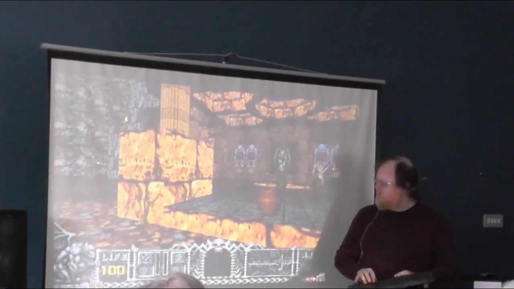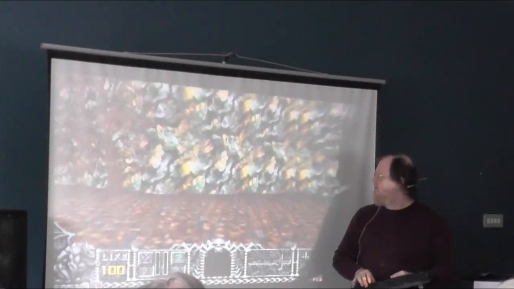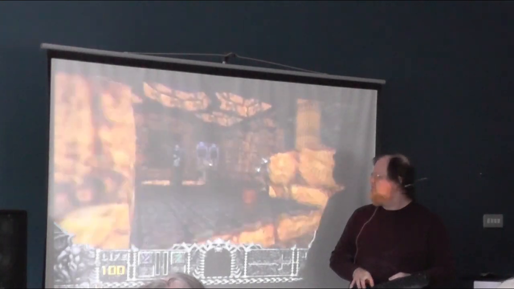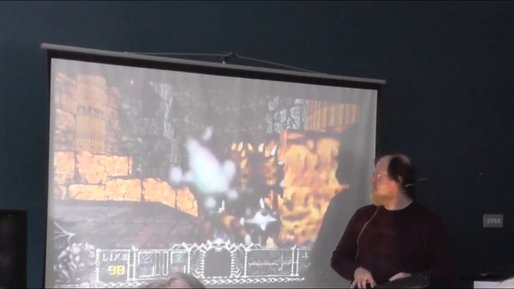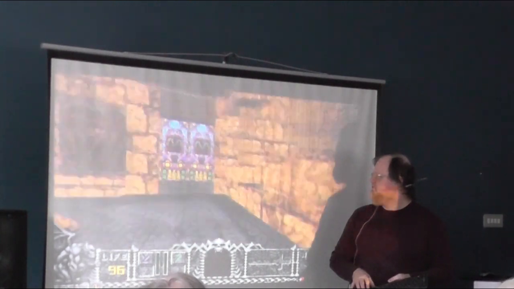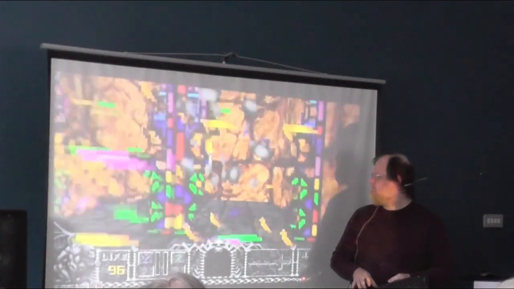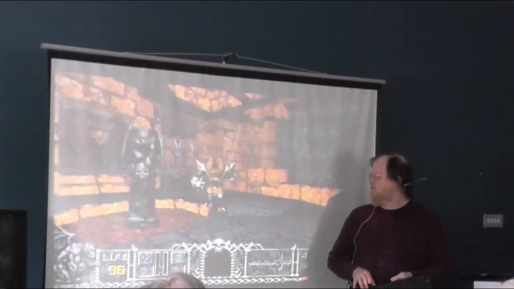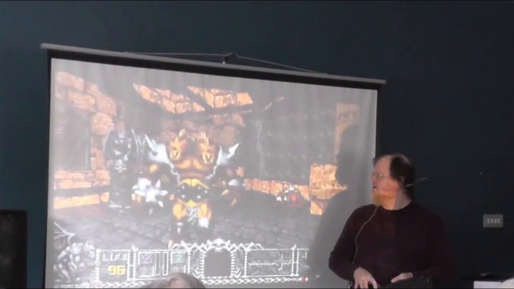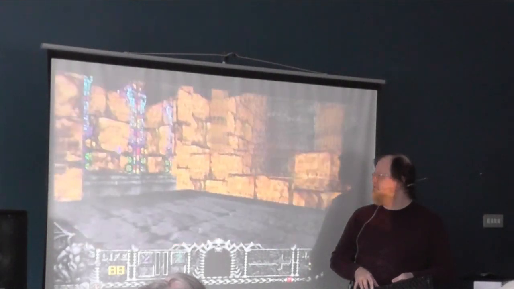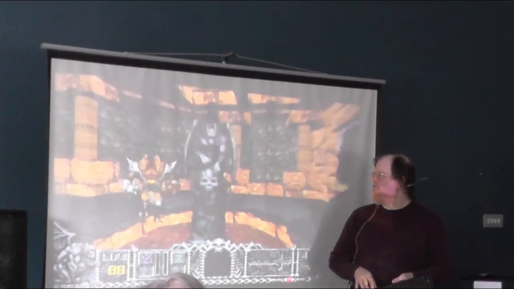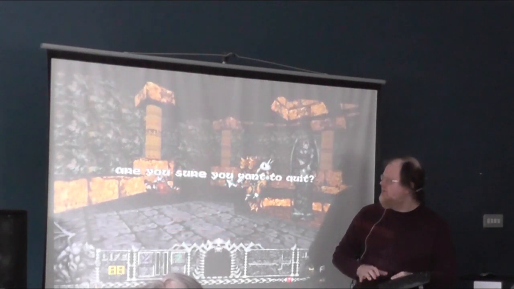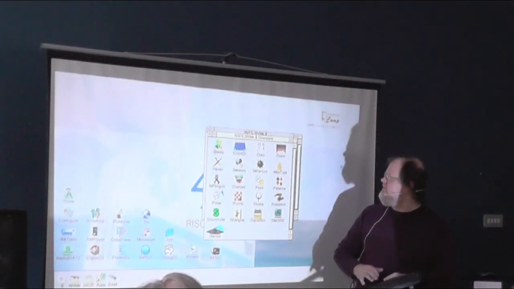We don't need 3D hardware to do that. We can walk up to a wall and it goes nice and smooth, entirely in software. So, the new port of Hexen takes advantage of the speed of the hardware to do all manner of nice graphical effects. I will quit out of that. If you want to come and check out the port of Hexen, come to the stand, I would say.